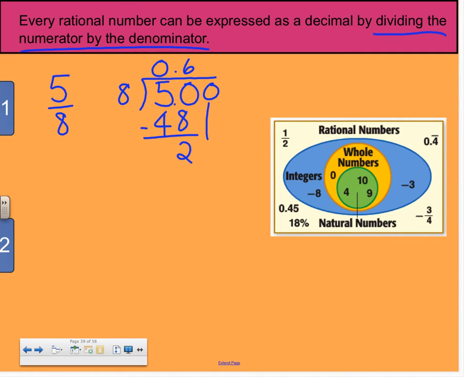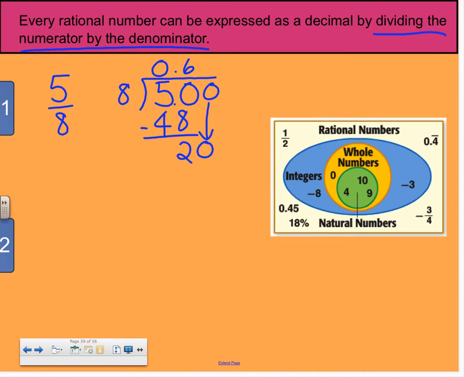Add a 0. Now, why am I able to add a 0? Is 5 any different than 5.0? Does adding zeros after a decimal point change the value of a number? So 5.0 is the same as 5.00. It's the same as 5.000. So that we're not changing the number. All right? We're bringing that down.